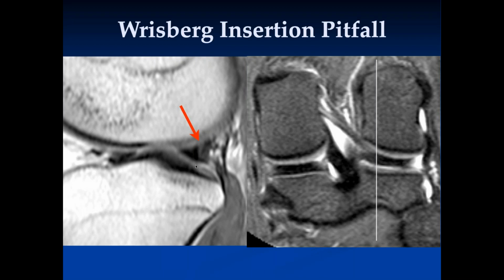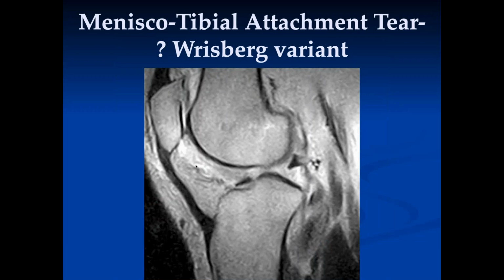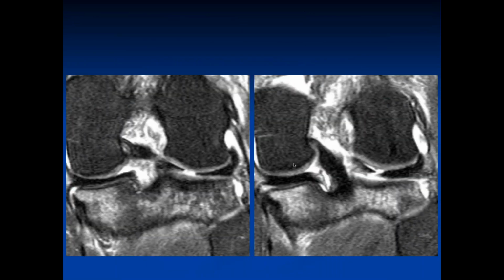So that's a pitfall to be careful of. And then there's a variant called Wrisberg's variant, where the posterior horn of the lateral meniscus is only attached to Wrisberg's ligament and not attached to the tibia. It's thought to be a normal variant. I think a lot of these are probably old root tears, which are elevated in this particular case once the root's torn. There are two types.